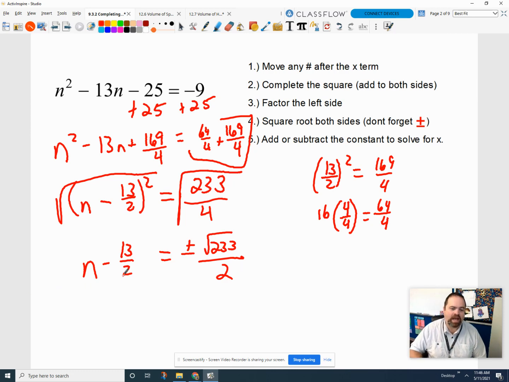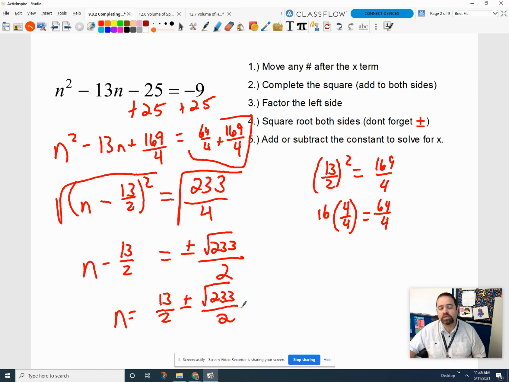Okay, so I'm going to add 13 to both sides. I'm not going to tell you, figure it out. I'm going to add the 13 over 2 to both sides, so this is going to be 13 over 2 plus or minus the square root of 233 also over 2. Now, if you wanted to, you could put those two fractions together because they both have the same denominator. Maybe that's something that we can talk about when we get back together on Friday.